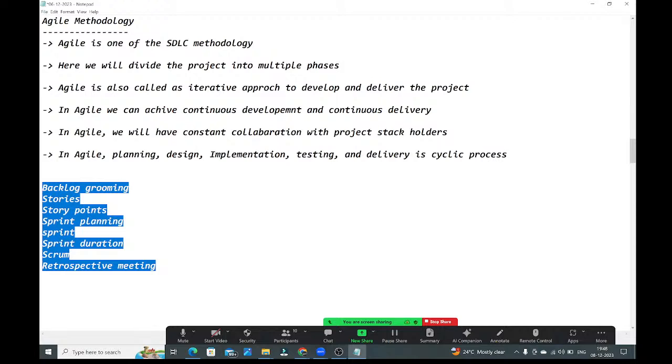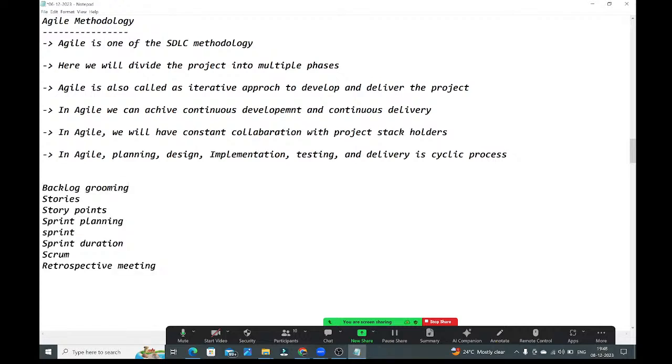And here, retrospective meeting, sprint planning, backlog grooming, all these are Scrum meetings only. Is it clear, guys? Let me write about these things, guys. Backlog grooming means what, guys?